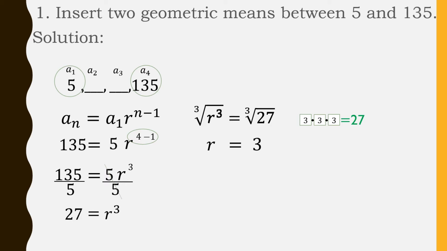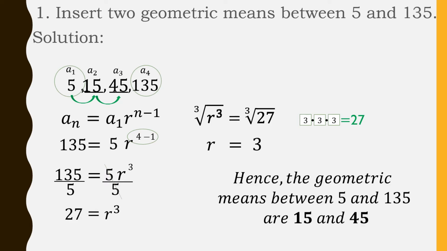We will multiply that value by the first term to obtain the second term. So 5 times 3 is 15. Next, times another 3 to obtain the third term. So 15 times 3 is 45. Basically, that's how you solve for the value of r to get the geometric means. Hence, the geometric means between 5 and 135 are 15 and 45.